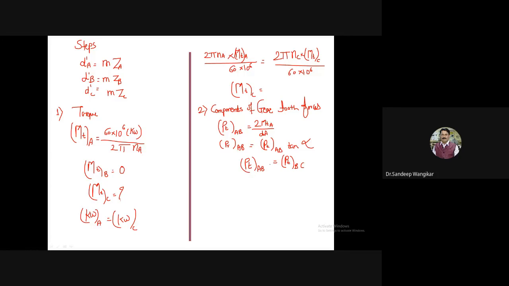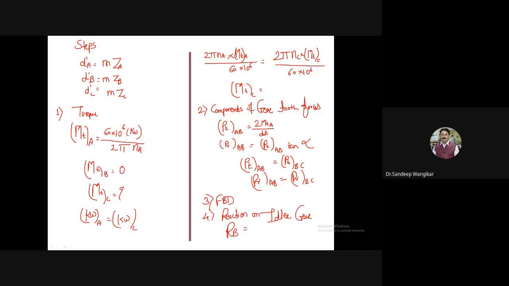Okay, so your component is over because you have calculated. Therefore, PRAB is equal to PRBC, component over. Then we will go for drawing the free body diagram, and last we will calculate the reaction. I will show you the free body diagram by drawing, and last is the reaction on the idler gear. I will show here RB we will calculate. So in this way we will proceed. These are some basic steps that I have given you.